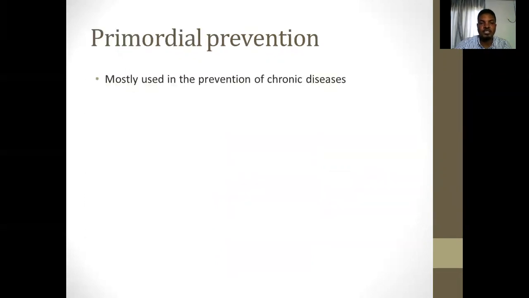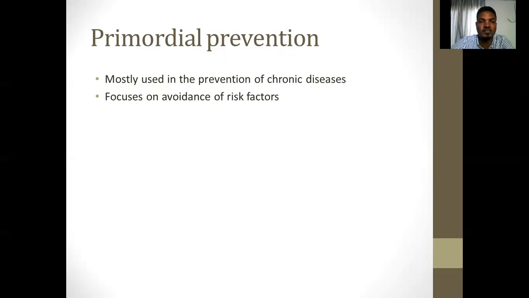For primordial prevention, we are talking about the strategy that is used mainly to control or prevent chronic diseases. Chronic diseases are diseases of long duration. Most of the time, the first level of intervention is the primordial level, and this level is used for chronic diseases. In this level, the focus, as usual, is on the avoidance of risk factors.